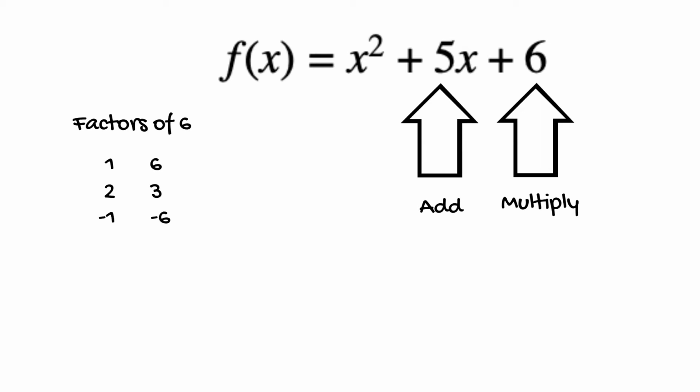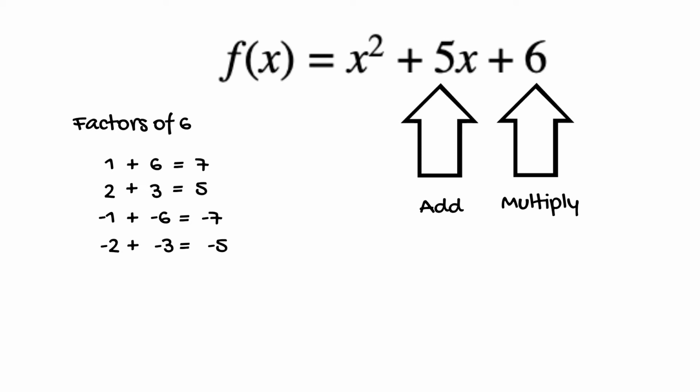Negative 1 and negative 6 gives you 6, right? Because negative 1 times negative 6, two negatives multiplied together give you a positive. And negative 2 and negative 3. Remember, two negatives multiplied together makes a positive. But we need these factors to add and make that middle term 5. So we see that those combinations, 1 plus 6 gives you 7, 2 plus 3 gives you 5, negative 1 plus negative 6 gives you negative 7, and negative 2 plus negative 3 gives you negative 5.